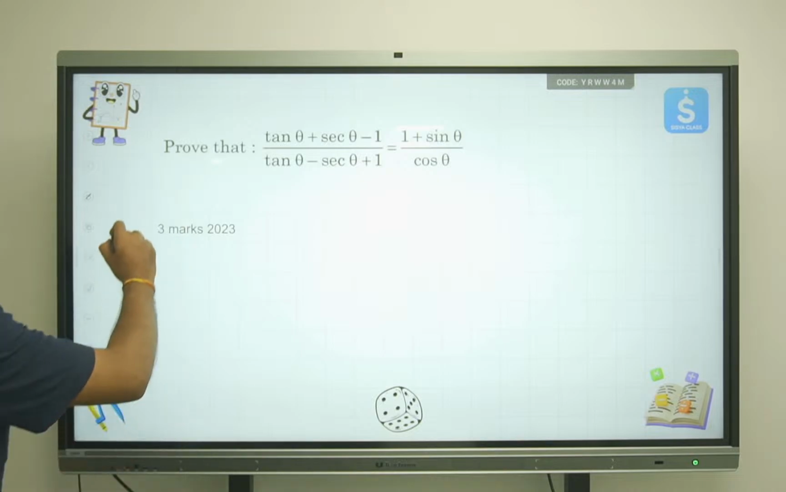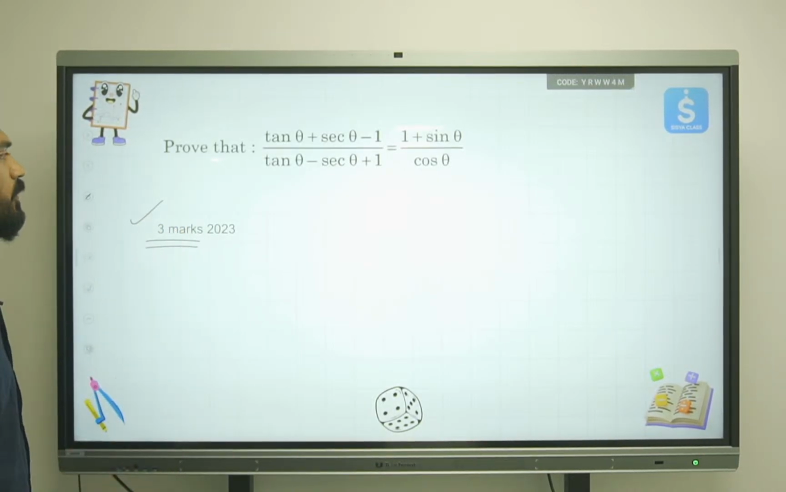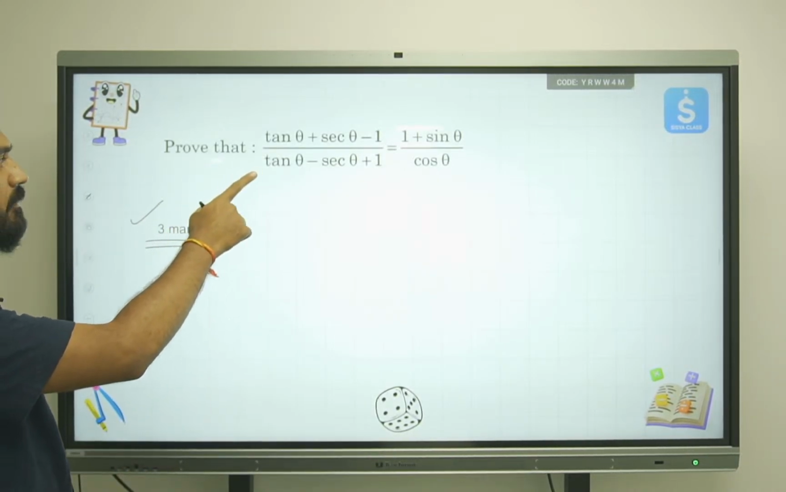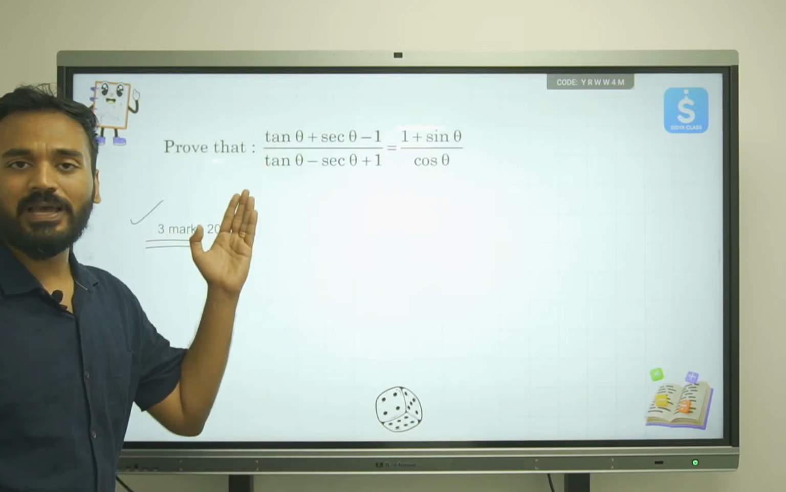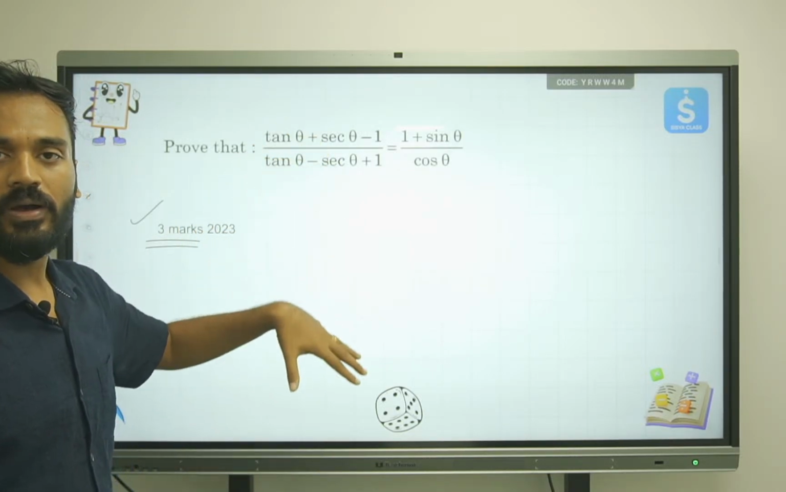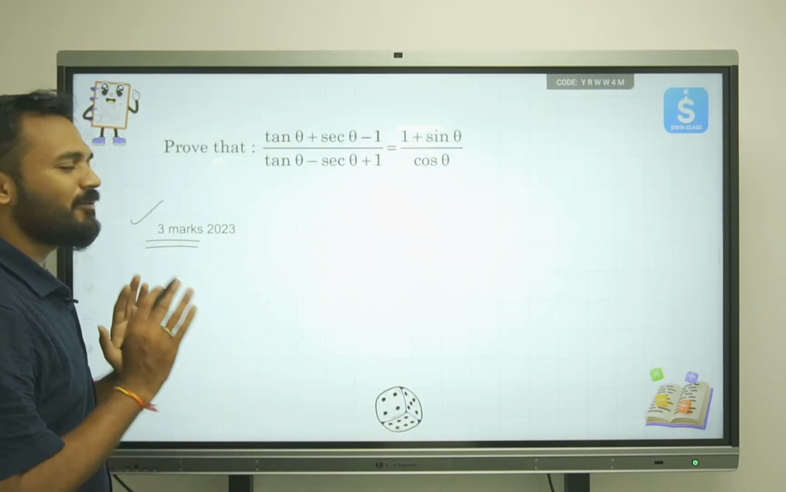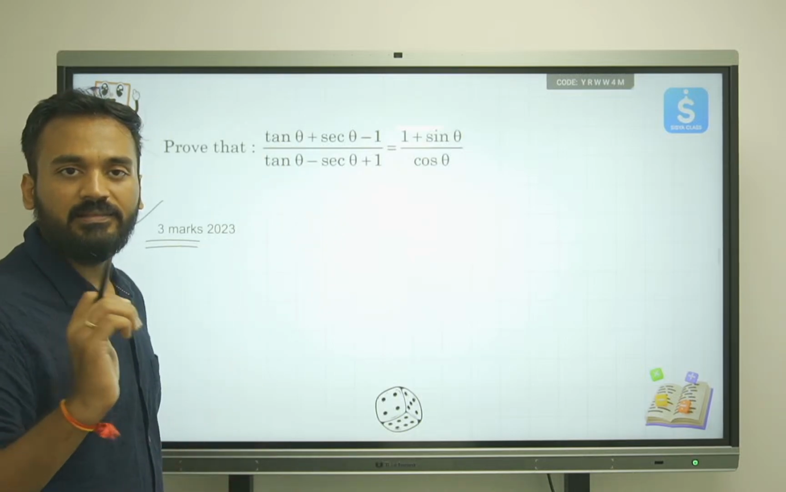Next question was asked for 3 marks in 2023: tan theta plus secant theta minus 1. There are different ways to solve this. You can put tan theta equal to sin theta by cos theta, secant theta equal to 1 by cos theta, and solve it. But there is a very easy way to solve this. I'll go with the easiest approach.